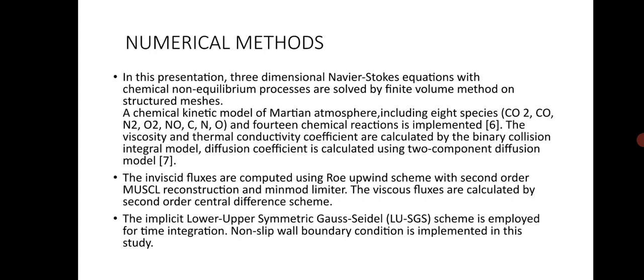Diffusion coefficient is calculated using a two-component diffusion model. The inviscid fluxes are computed using the Roe upwind scheme with second order MUSCL reconstruction and minmod limiter. The viscous fluxes are calculated by a second order central difference scheme. The implicit lower-upper symmetric Gauss-Seidel scheme is employed for time integration. A non-slip wall boundary condition is implemented in this study.